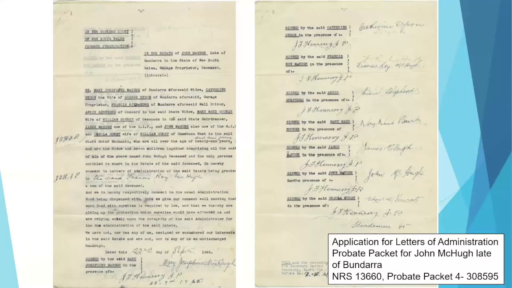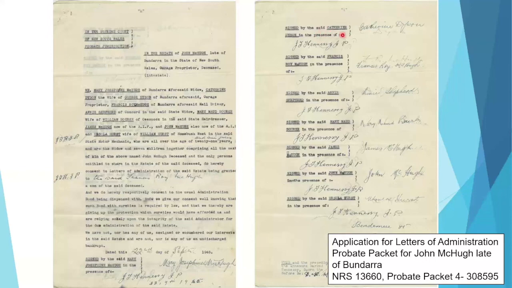Here we have a later probate packet. So this one is for a John McHugh. But the interesting thing about this is this document here, which gives the details of the widow. It's really talking about proceeding through the administration process in the usual way, because he died without a will. And then over here we've got signatures of all the children.